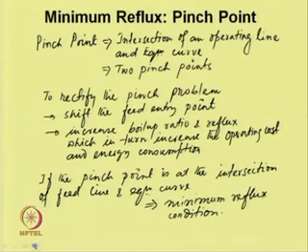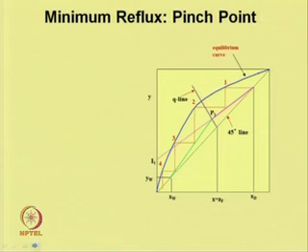So, to obtain the minimum reflux ratio for a particular separation, the method is to find the pinch point. Let us see what methods should be followed. We should know the feed entry point, that is, the feed line equation, where the feed composition is given, say x is equal to z f. This is the feed point. So, the feed point is known to us and the feed condition is known to us. So, we know the Q line equation.